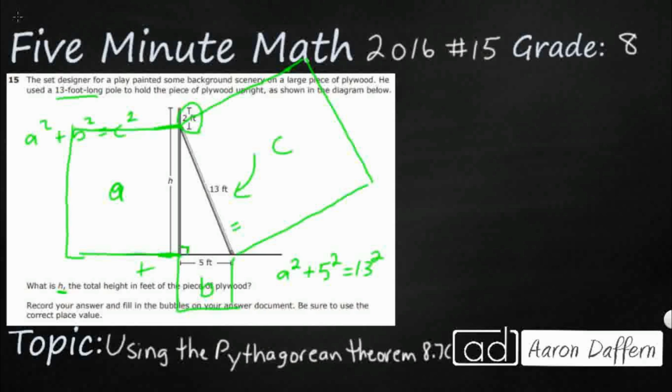All right, so let's simplify that a little bit. So a squared plus 5 squared is not 5 times 2, it's 5 times itself. That's 25. And then 13 squared, it's not 13 times 2, it's 13 times itself. It's 169. So once it looks like that, it's pretty simple. Let's go ahead and subtract 25 from both sides. So we're going to have that variable by itself. So a squared equals 144.